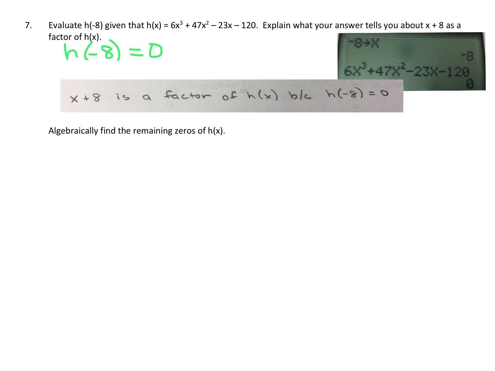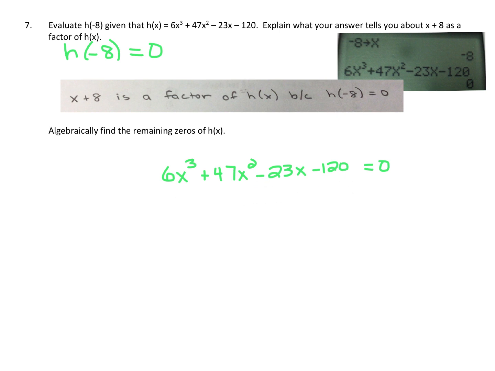Okay, so in the next part it says to algebraically find the remaining zeros of h of x. Now, if you tried to take this and set it equal to 0, what you would find is if you tried to do grouping to solve this, you wouldn't wind up with the same thing in the parentheses.